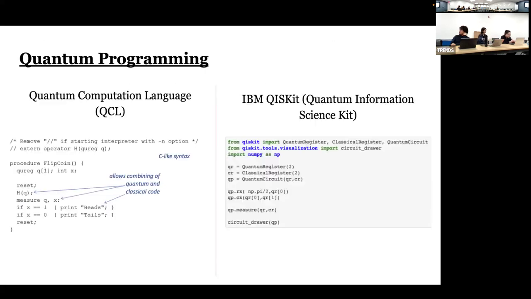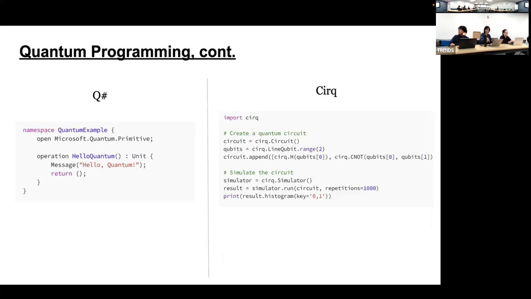A bit about quantum programming. These are some of the quantum programming languages that are used. Examples of them, you have QCL, IBM Qiskit, Q#, Cirq. There are a whole lot more that are being created, but these are just the ones I found examples for.